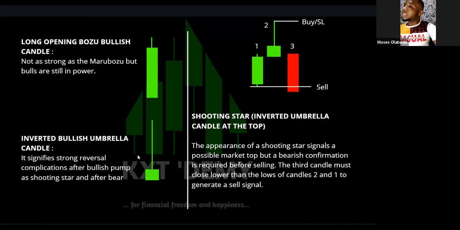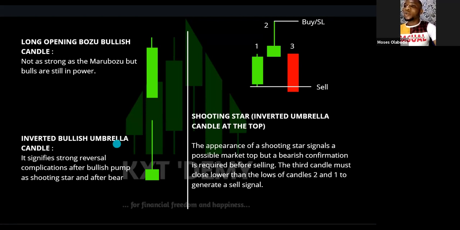Then something else happens. What happens? Inverted bullish umbrella candle. Why are these candles called umbrella candle? Because they are very effective when they are found below or above a market trend, okay? Umbrella below or above a market trend.